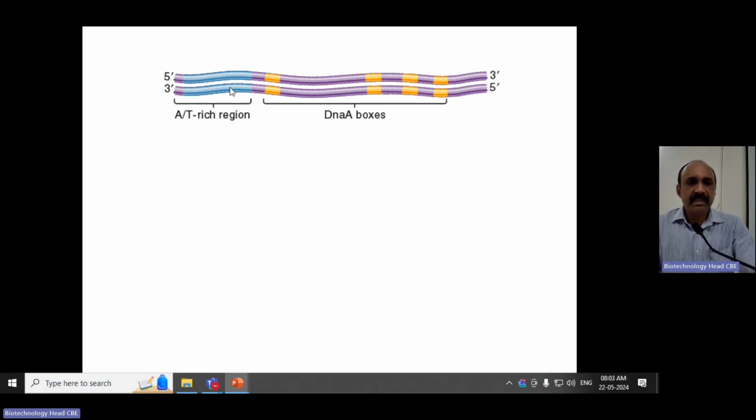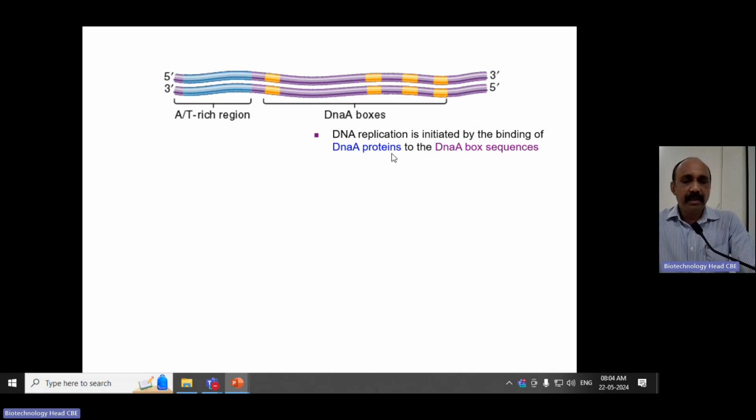So first, there is some region that will be bound by a protein, the DnaA boxes, the sequences which will be recognized by the DnaA protein, right? So the DNA replication is initiated by the binding of DnaA protein to the DnaA box sequence. Some protein called the DnaA protein comes and binds to this sequence, right? So the proteins read through all the length, and when one recognizes this type of consensus sequence, it will go and bind to that, right?